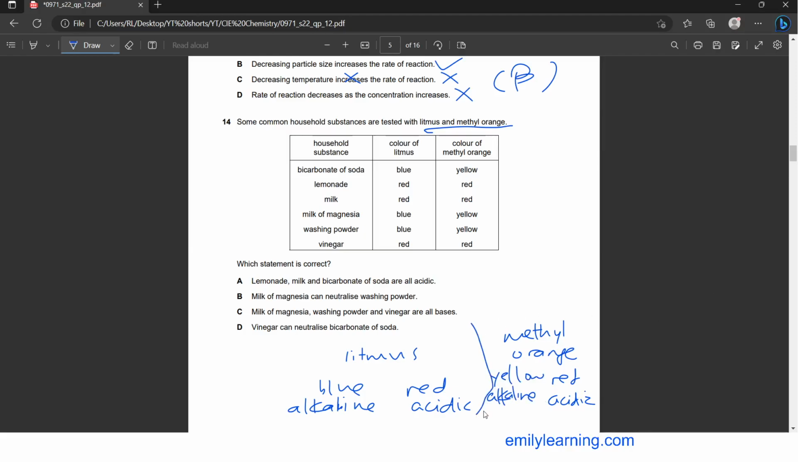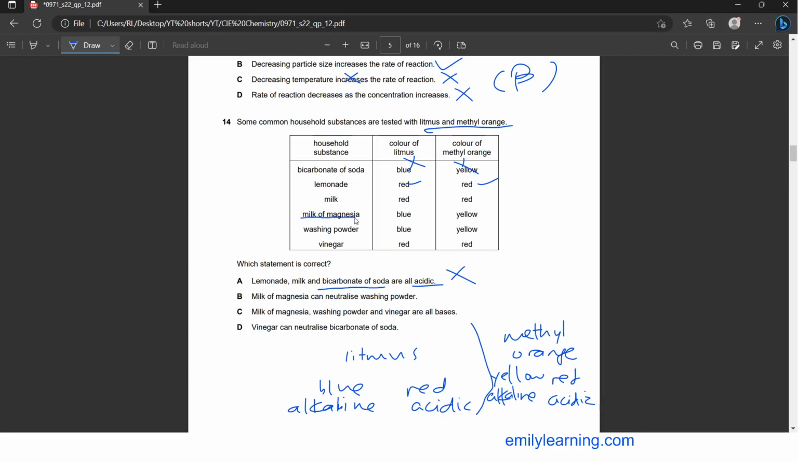Okay, so now let's take a look at this. Which one is correct? They are talking about acidic. So lemonade, let's look at lemonade. Lemonade is red and red, so lemonade is acidic. Bicarbonate of soda, no, it is alkaline. So this is wrong.